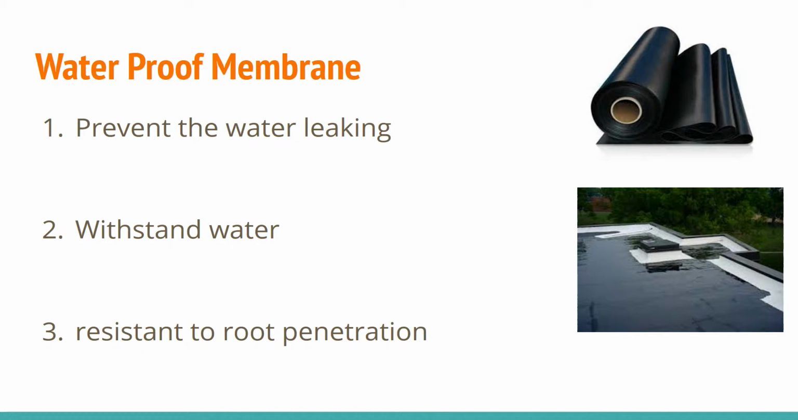Waterproof membrane. The waterproof membrane can prevent water leakage. Leaks in green roofs can be very difficult to identify. Repair or replacement of it can be very expensive. The membrane should withstand water and be resistant to root penetration.